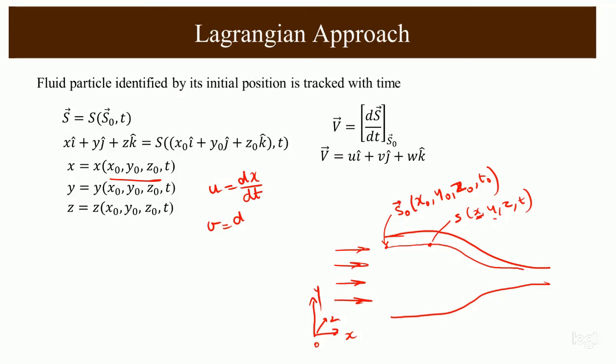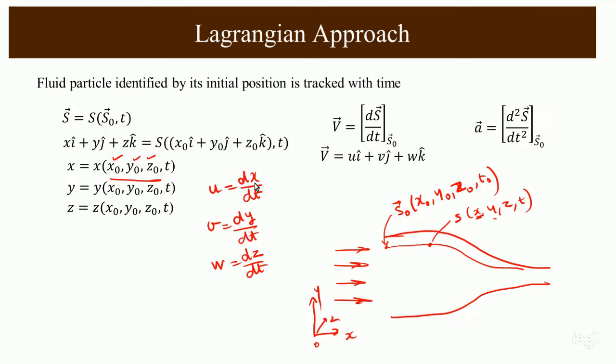u is dx by dt, v is dy by dt, and w is dz by dt. Okay, that's how we specify. And x is only a function of t because x0, y0, z0 is specified. So it refers only to the location, and we are not worried about it. It's only a function of time, for a particular particle where x0, y0, z0 is fixed. So you can write it directly here.